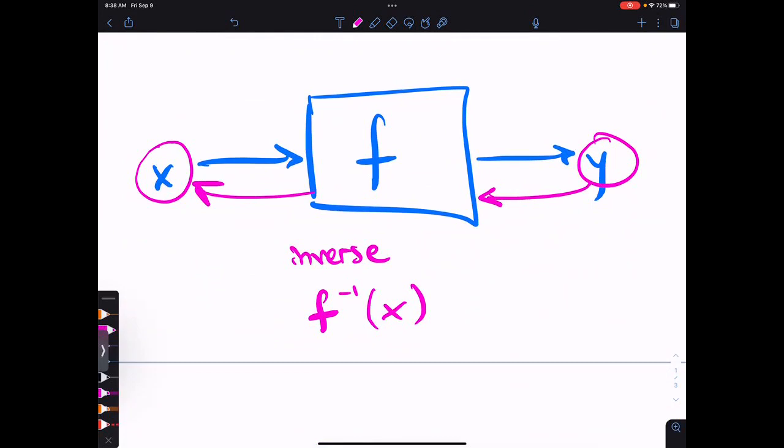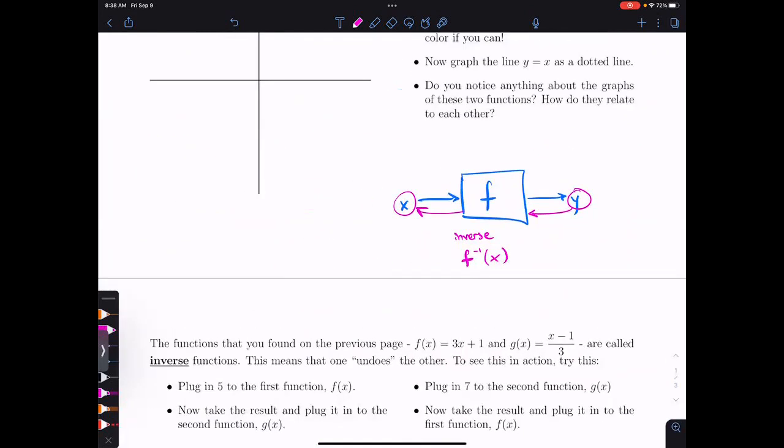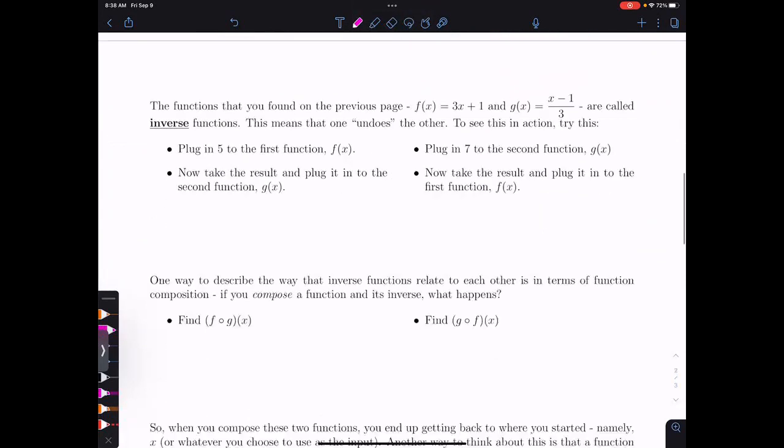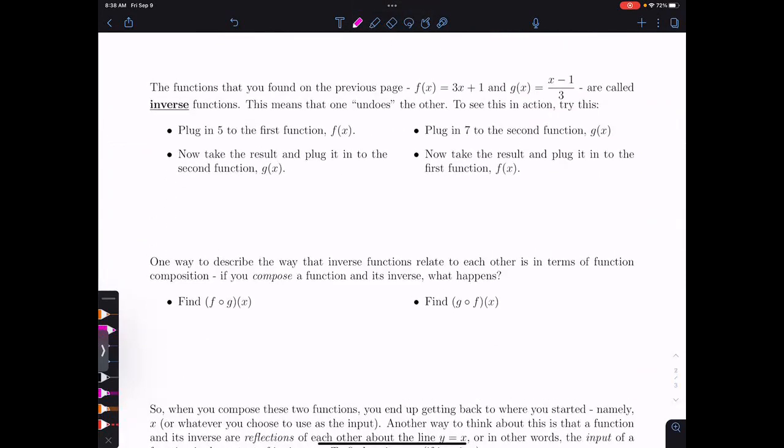Okay, questions about anything so far? Think we're okay with that idea? Okay, so take those same two functions, and on the back here, a couple things to do.